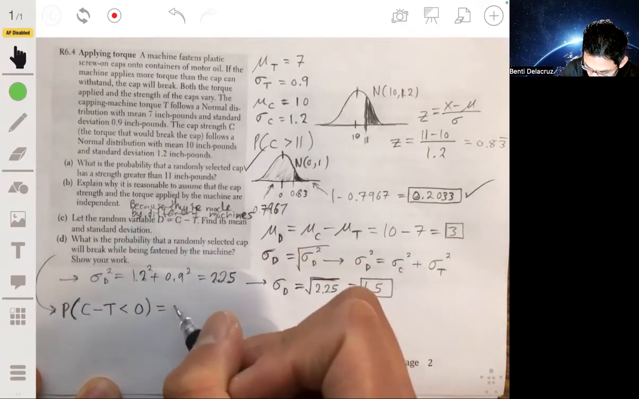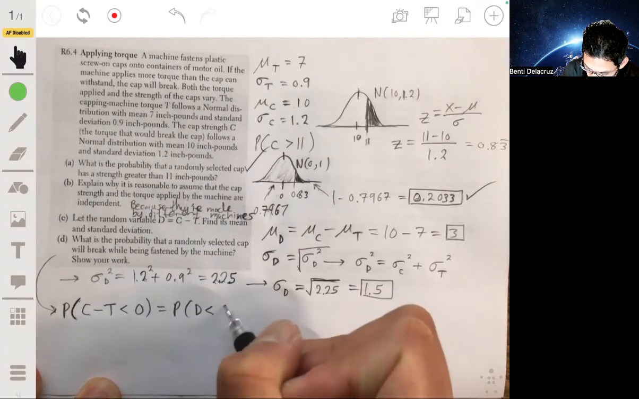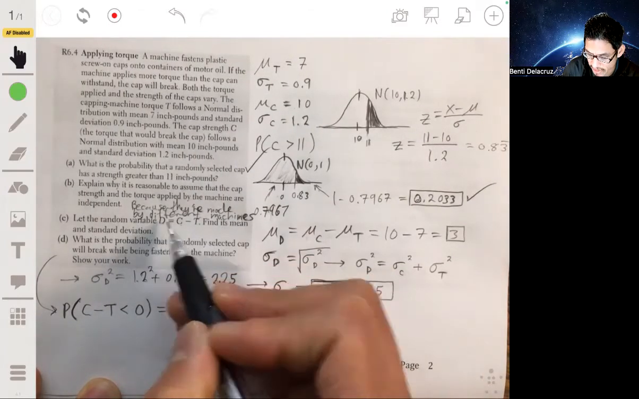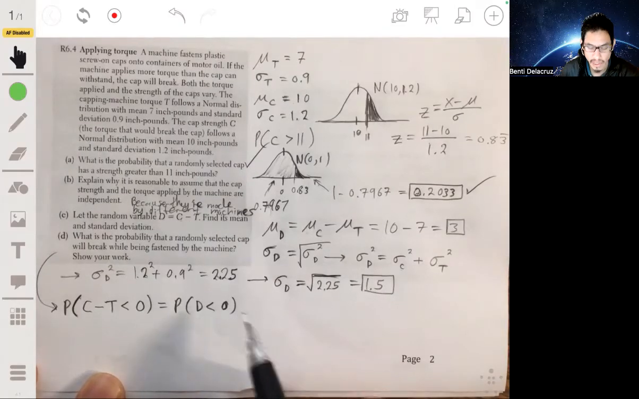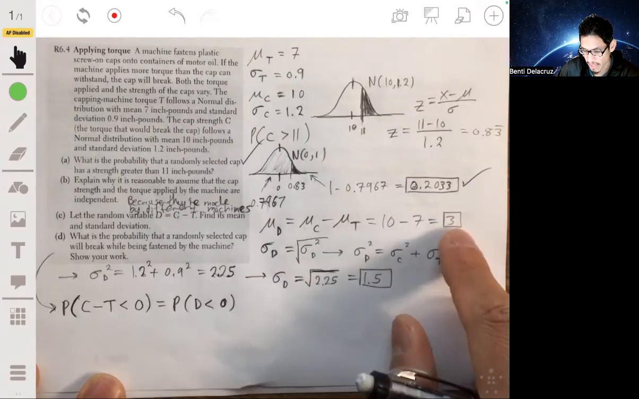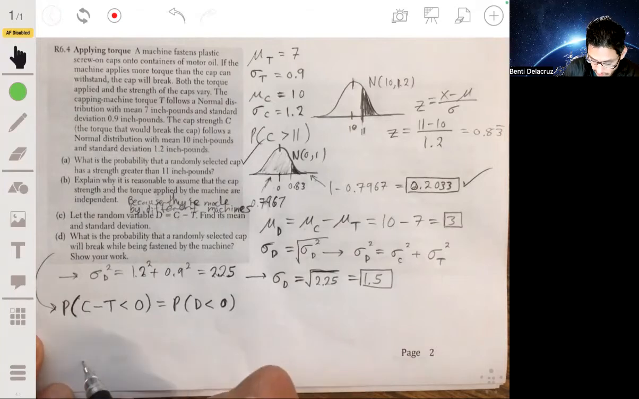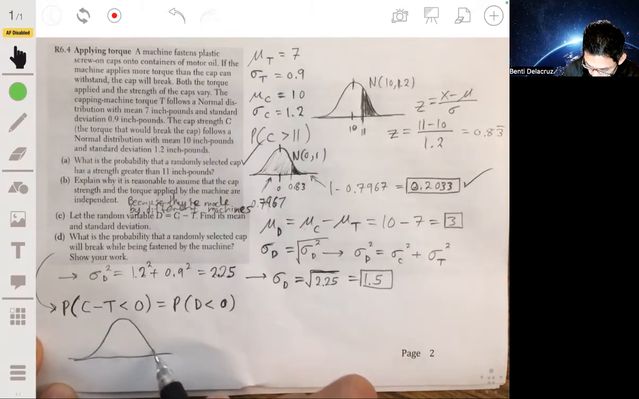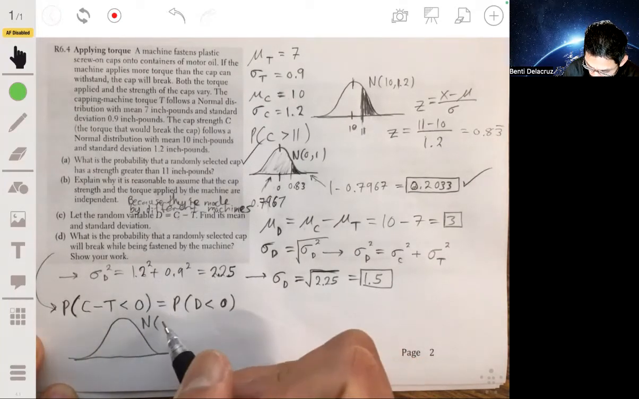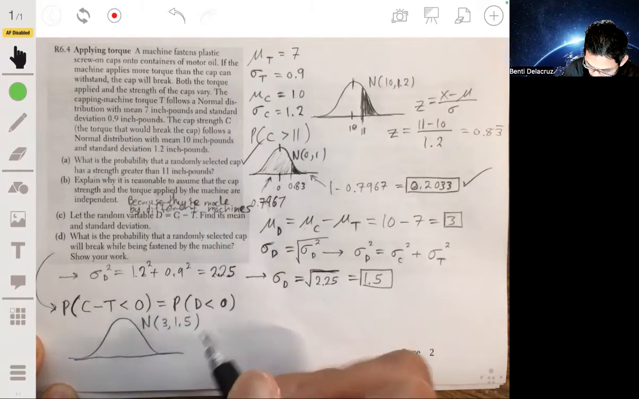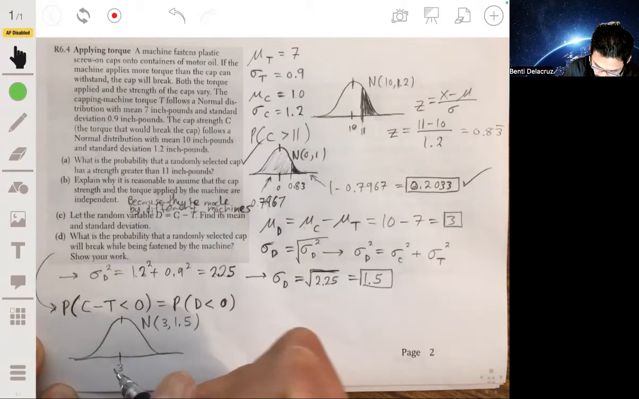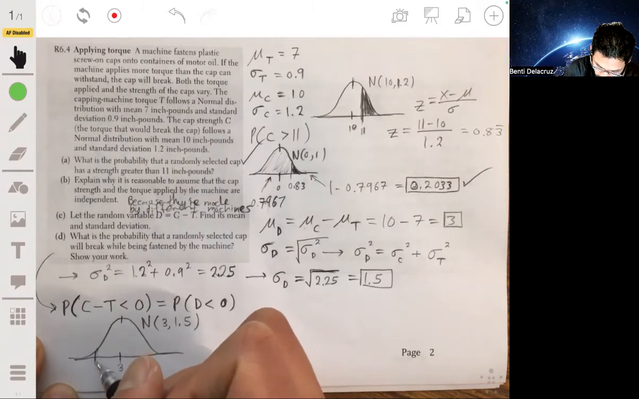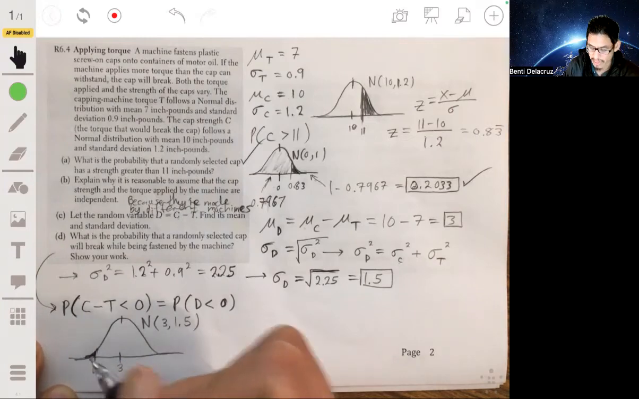That's the same as finding the probability that D is less than 0, because we made D equal to C minus T. And wow, coincidentally, we already got the mean and standard deviation of D. So we're looking at this distribution. The distribution of D is approximately normal with a mean of 3 and a standard deviation of 1.5. So we find the probability that D is less than 0. If 3 is here, 0 is going to be somewhere over here. We have to find this area, the area to the left of 0.